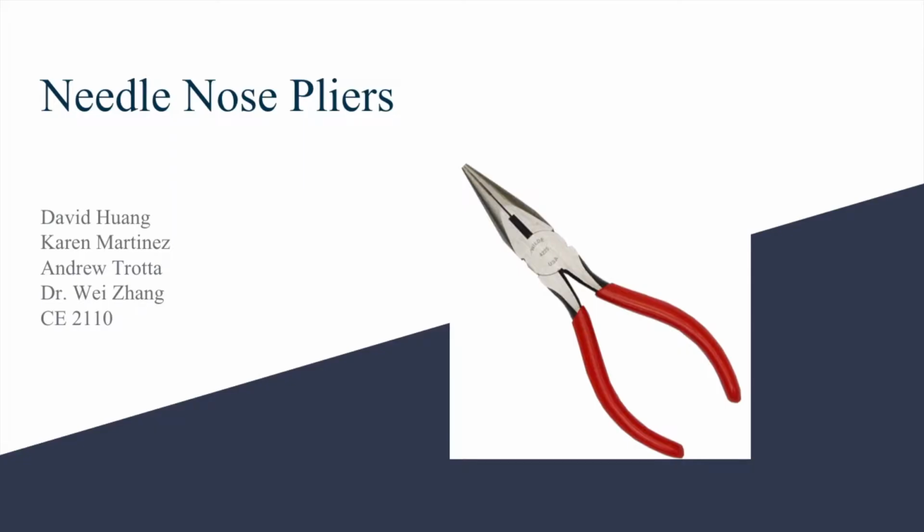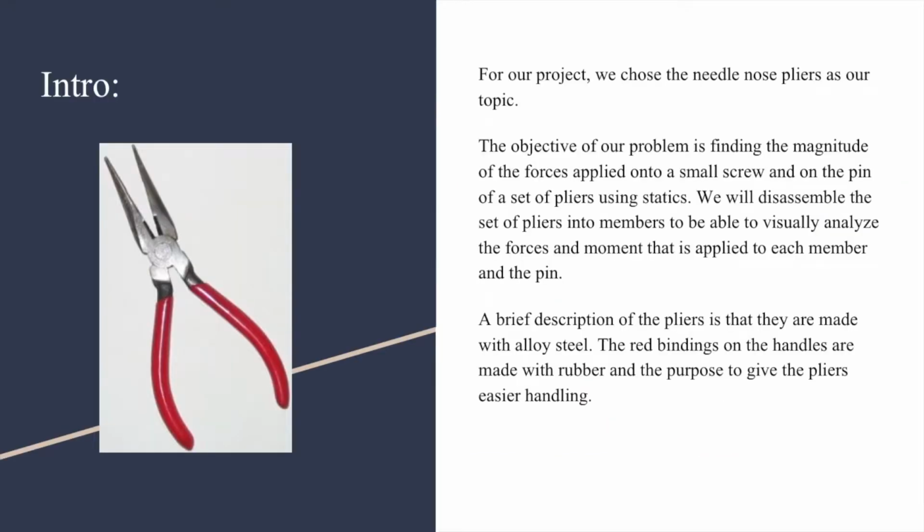Hi everyone. So today we'll be focusing on a problem that includes needle nose pliers, and this is for the class of Applied Mechanics. To begin, I'll explain a little bit about these needle nose pliers that we used. The objective of the problem is to find the magnitude of the forces applied onto a small screw that would be wedged in between the two members of the pliers and on the pin in the middle of a set of pliers using statics.